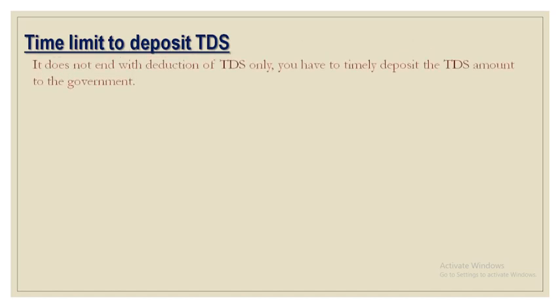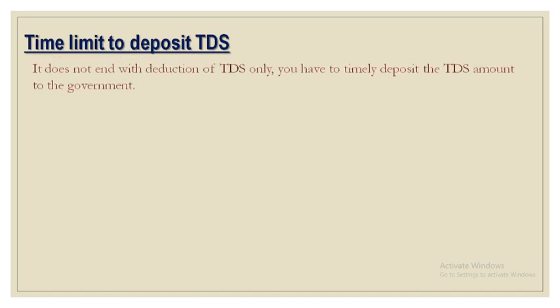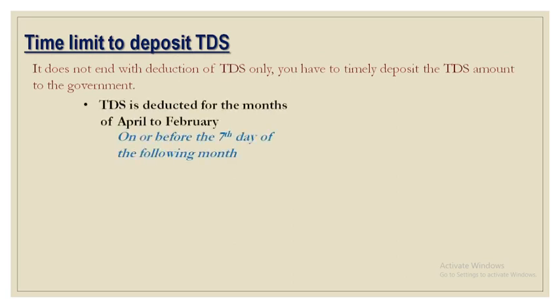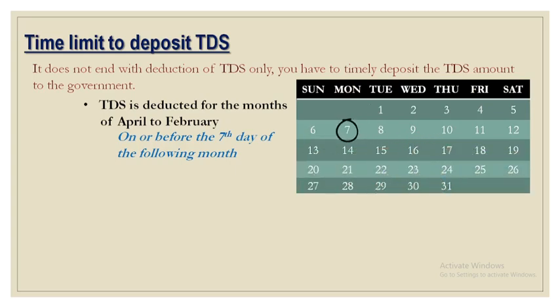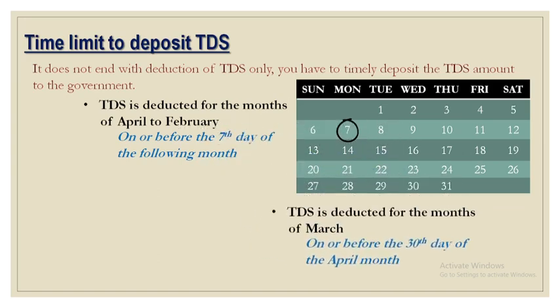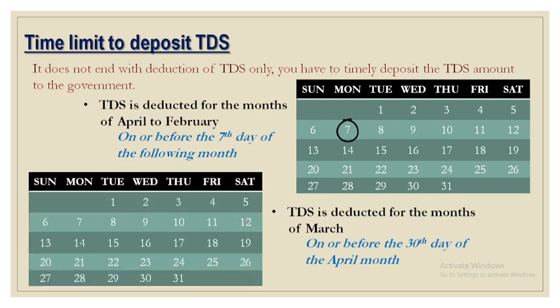Time limit to deposit TDS. It does not end with deduction of TDS only; you have to timely deposit the TDS amount to the government. TDS deducted for the months of April to February must be deposited on or before the 7th day of the following month. TDS deducted for the month of March must be deposited on or before the 30th day of April.